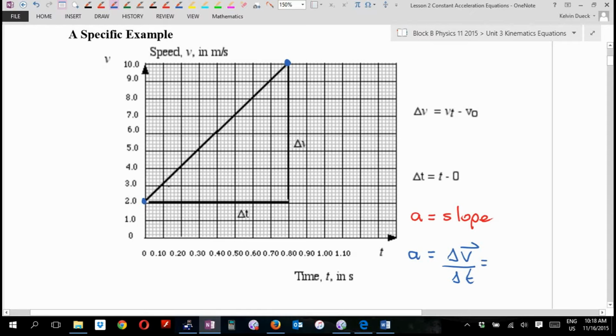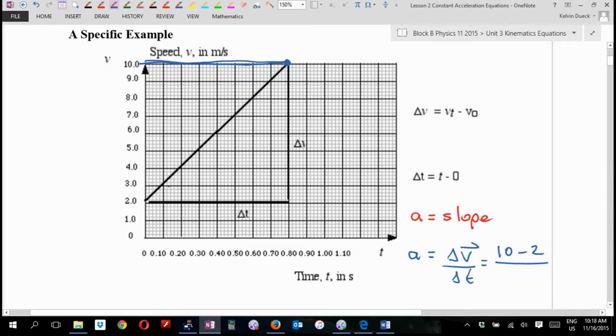What's the change in velocity? I told you it was always final minus initial. What's my final velocity? 10. Minus, what's my initial velocity? 2. By the way, can you see that rise over run is really change in over change in disguise? Turns out.